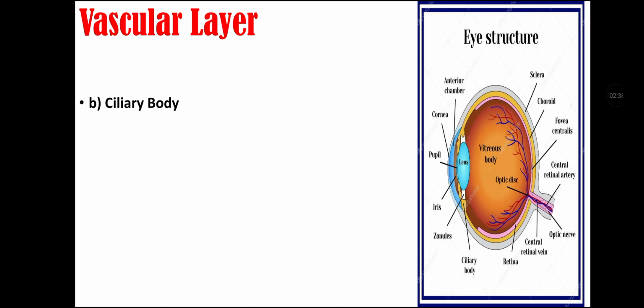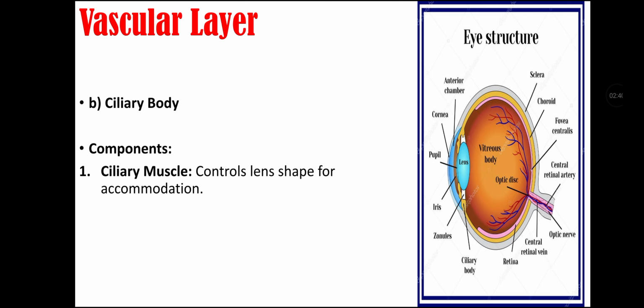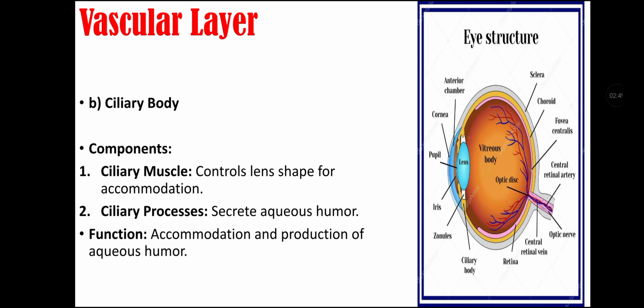Second part of vascular layer is ciliary body. Its components include ciliary muscle that controls lens shape for accommodation. Its components also include ciliary processes that secrete aqueous humor. The ciliary body function is accommodation and production of aqueous humor.